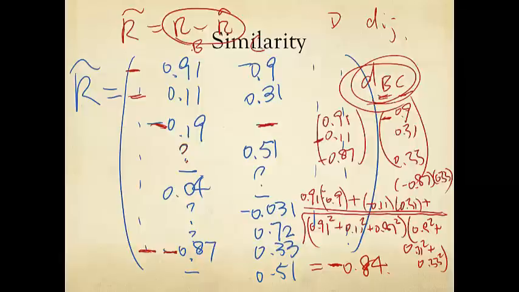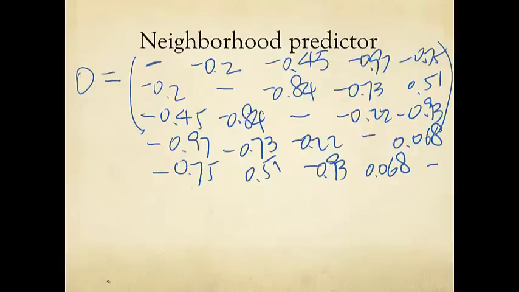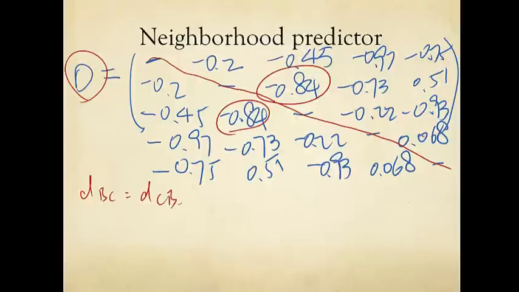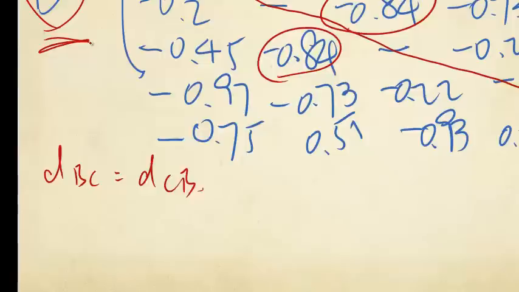Now we can do this for all the pairs of movies to come up with this entire matrix D here. The diagonals don't matter, so just cross them out. The off diagonals are symmetric because the way we define it, dBC equals dCB. Indeed this is dBC or dCB, same thing, minus 0.84 as we just calculated, and you simply follow the same structure for the rest of the entries. That's the end of step 3. We have constructed the similarity matrix.